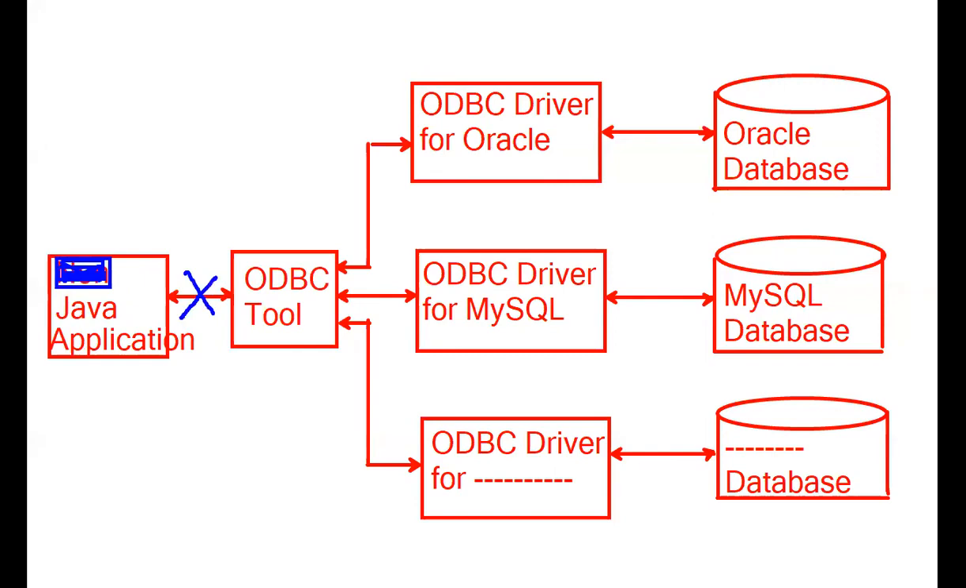Why did the connection fail? That compatibility was not there. Whatever Java application they developed, whatever instruction it is passing to the database, ODBC is not understanding that instruction. Here only the connection failed. Then, how to connect?